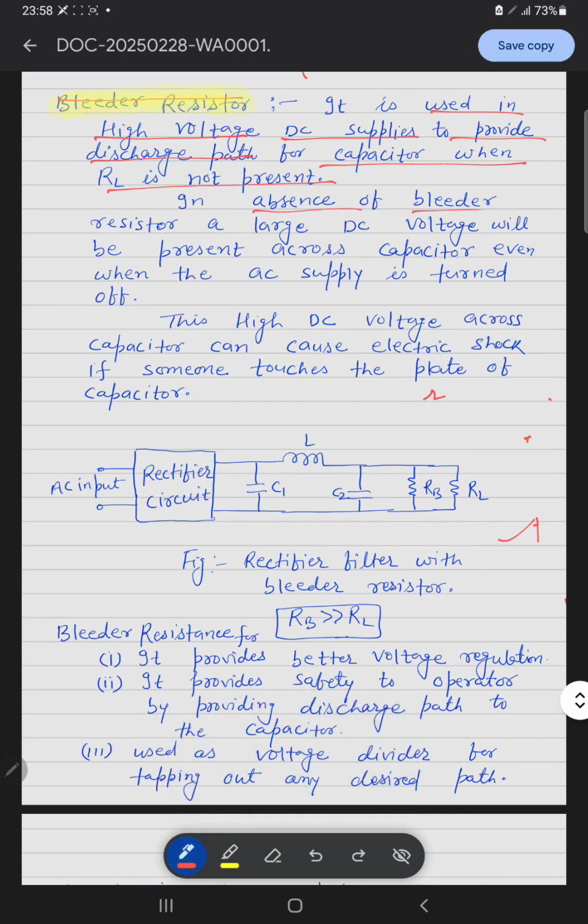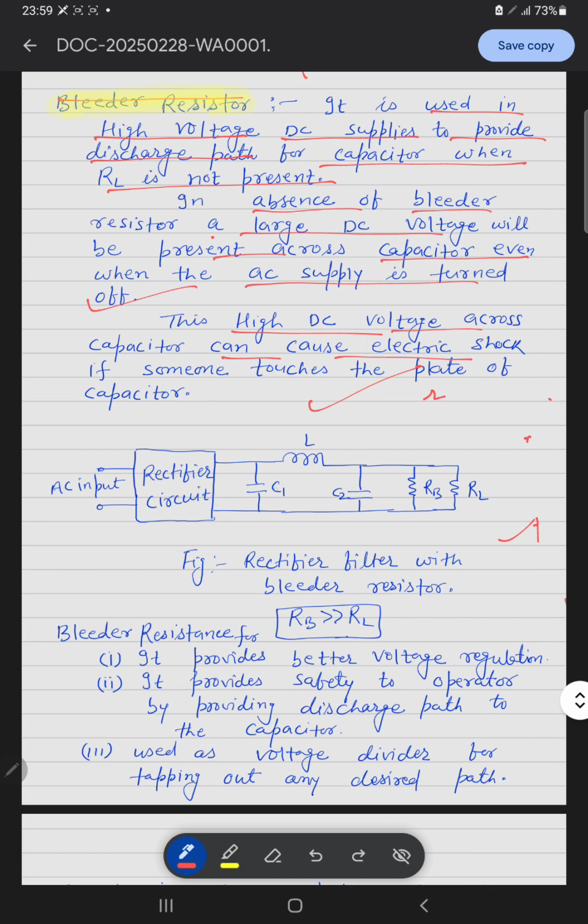In the absence of a bleeder resistor, a large DC voltage will be present across the capacitor even when the AC supply is turned off. Why? Because once the capacitor is charged, it will hold the charges until a discharge path is available across this capacitor. This high DC voltage across the capacitor can cause electric shock if someone touches the plate of the capacitor.